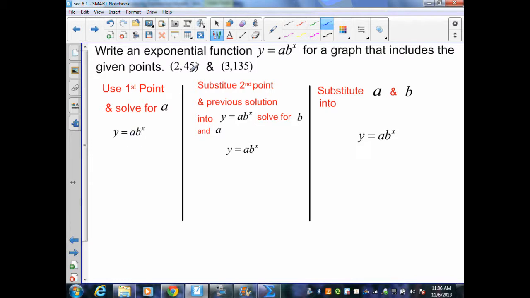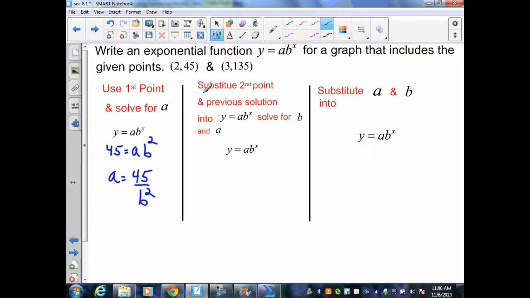Here I have y, which is 45, equals a, which I don't know, I'm solving for that. B, I don't know, I can solve for that in a little bit. And my x, which is 2. So 45 equals a b squared. And it says solve for a, so I'm going to divide by b squared. That gives me a equal to 45 over b squared.